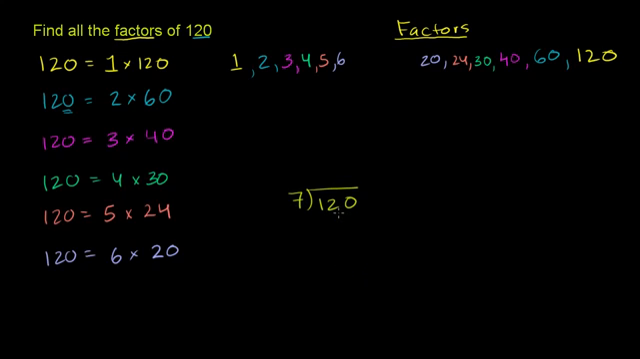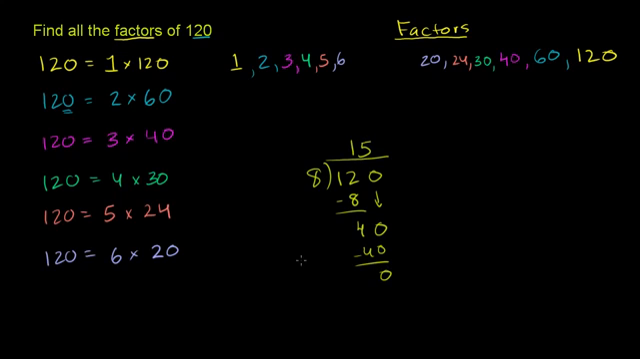Now let's think about whether 8 works. I'll do the same process. Let's take 8 into 120. Let's just work it out. 8 goes into 12. It doesn't go into 1, so it goes into 12 one time. 1 times 8 is 8. Subtract there. 12 minus 8 is 4. Bring down the 0. 8 goes into 40 five times. 5 times 8 is 40. And you're left with no remainder, so it goes in evenly.